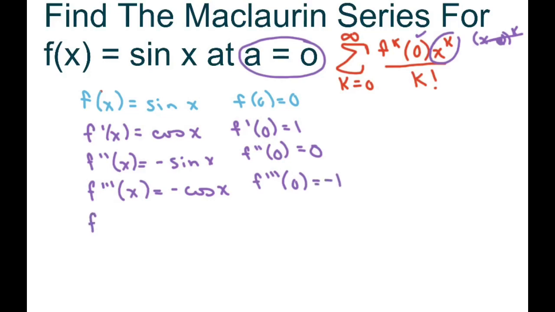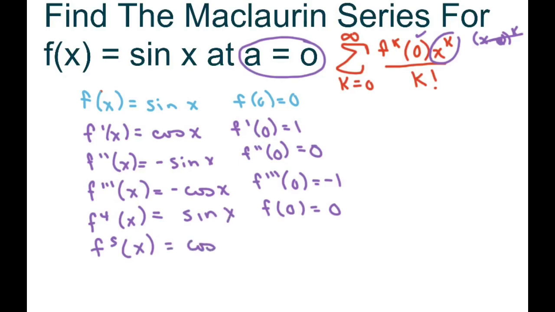Then we have the fourth derivative, which equals sine of x. Then we start to repeat a little bit. So f of 0 equals 0. The fifth derivative, you see how we're repeating, is just cosine of x. And so the fifth derivative at 0, this is fourth, at 0, that equals 1. All right? And so you go on and on and on.